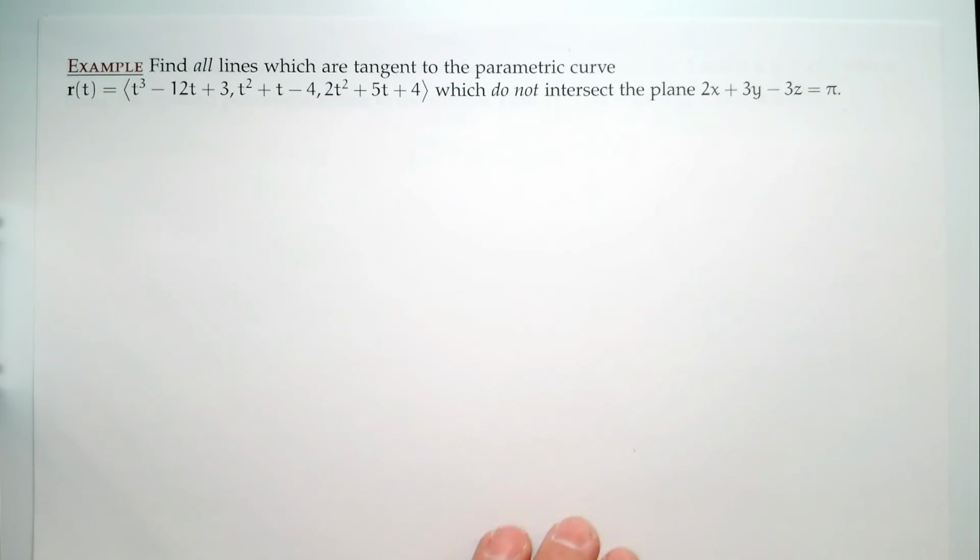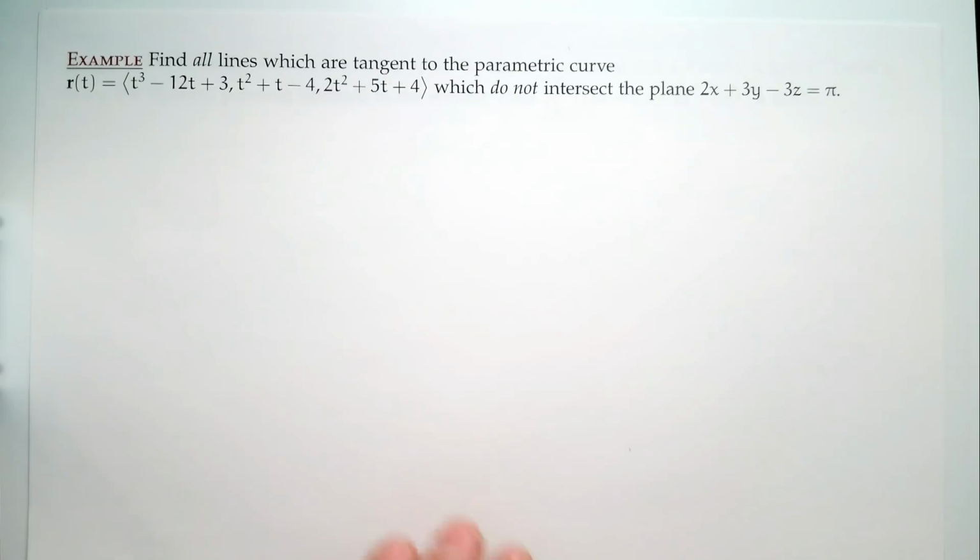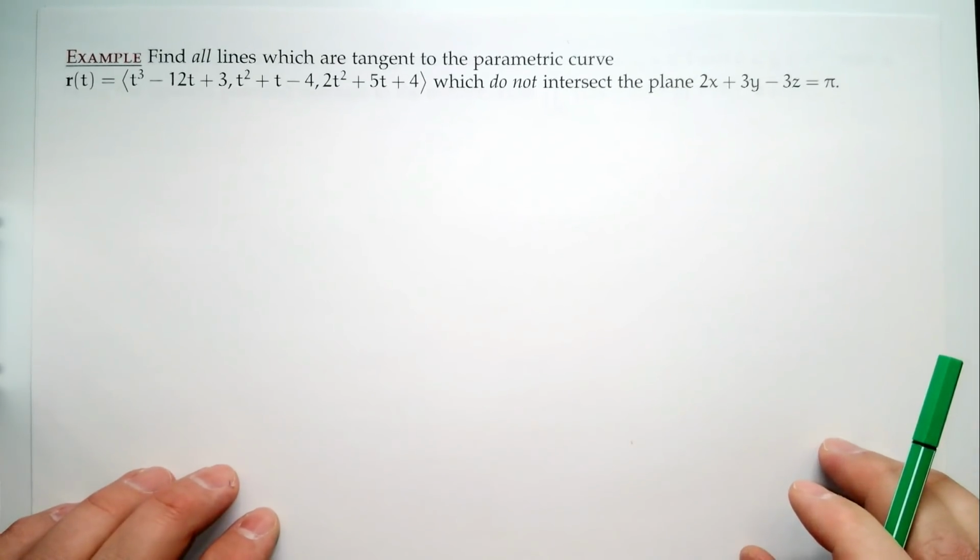All right. Find all the lines which are tangent to the parametric curve r of t equals t cubed minus 12t plus 3, t squared plus t minus 4, and 2t squared plus 5t plus 4, which do not intersect the plane 2x plus 3y minus 3z equals pi. So I don't want to hit that plane. I want to avoid that plane at all costs. So we're looking for lines which do that.